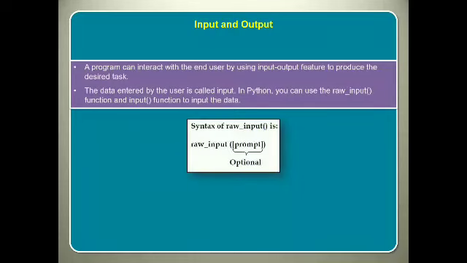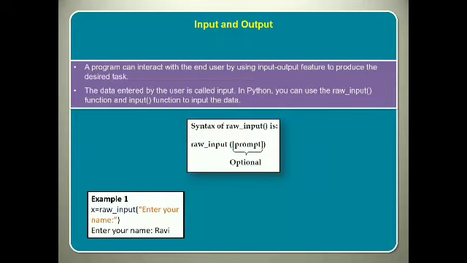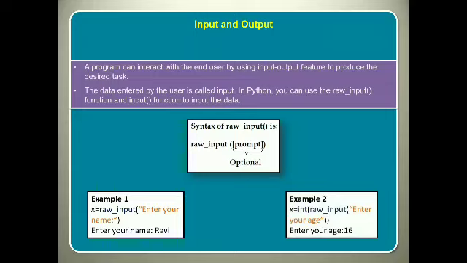Syntax for the raw_input function. Here is an example. This example takes the input from the user and displays the same on the screen. Have a look at another example. In this example, it will convert the accepted string into integer before assigning to x.